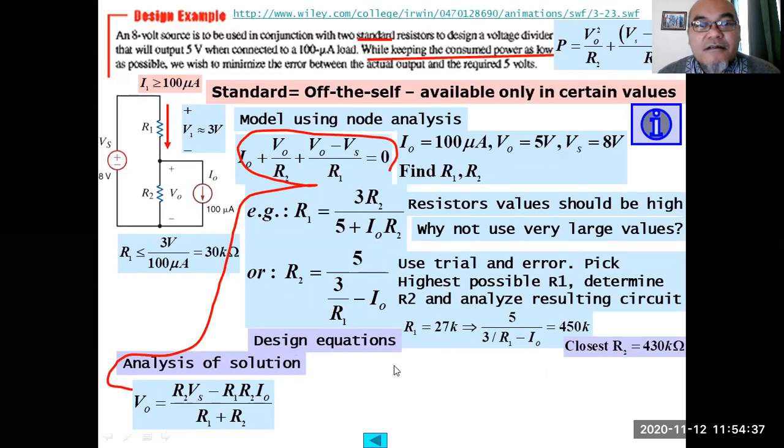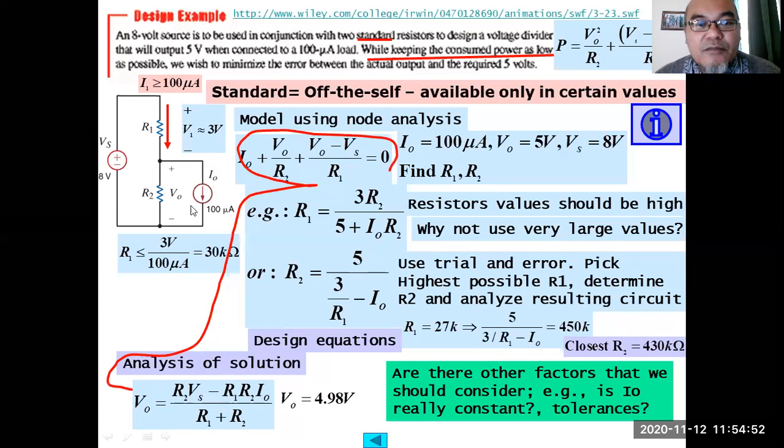So from here, the output is determined from this equation. We then obtain the output to be 4.98 volts from the 8-volt source.